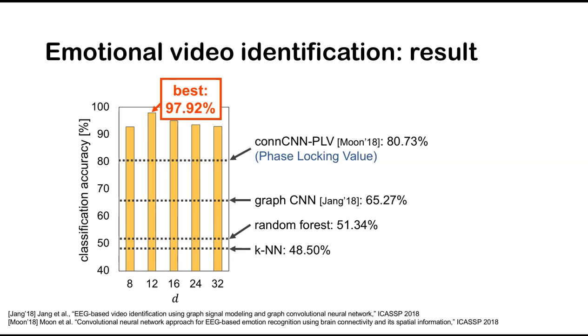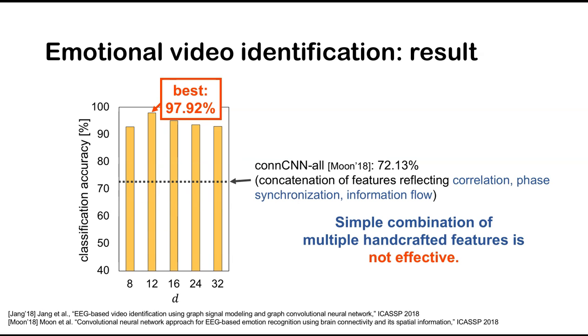So the results show that learning the connectivity matrices can improve the performance significantly compared to the case where the connectivity is manually defined. Well, someone may ask whether using all different manually defined connectivity measures can improve the performance. So we concatenated three different connectivity measures: correlation, phase synchronization, and information flow. But the performance was even lower, at 72%. So this shows that a simple combination of handcrafted features is not effective.